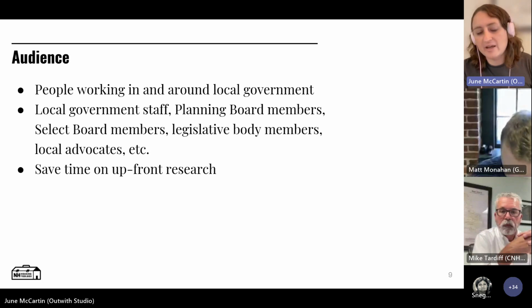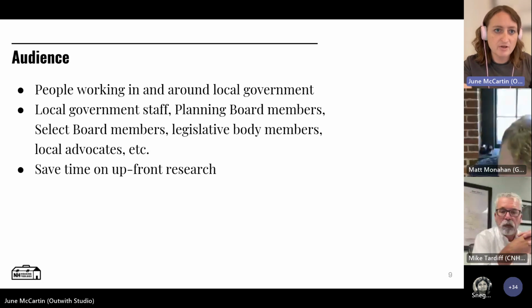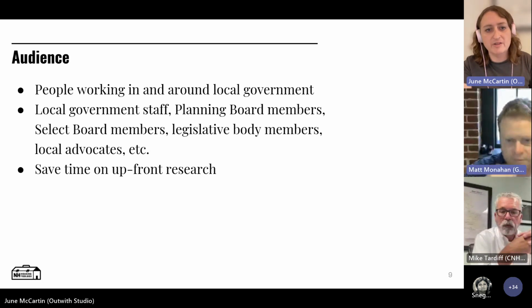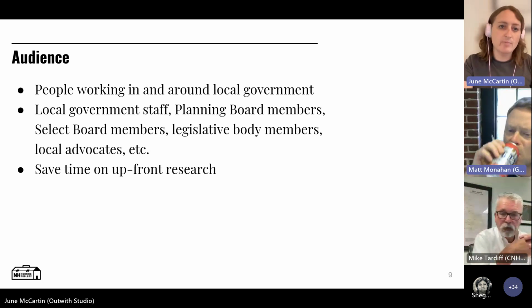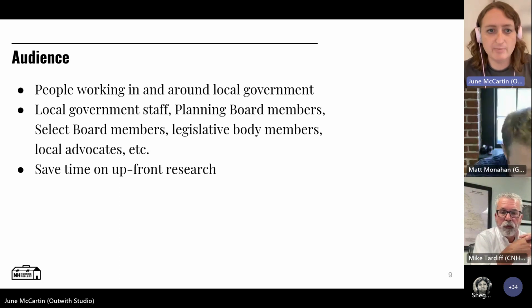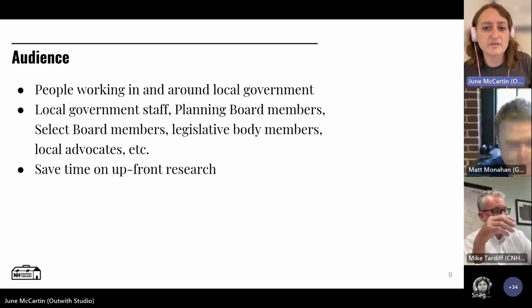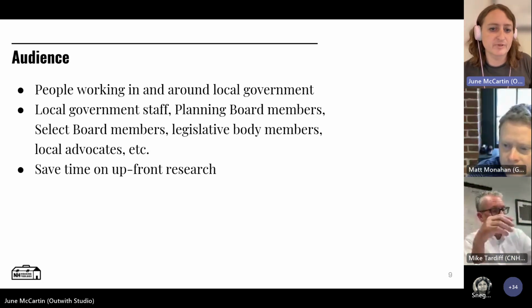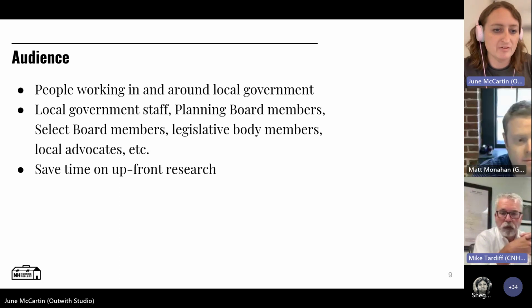The audience, again, this is really about local government and local implementation. So it's really anyone working in and around local government. That could be planning staff or other staff, planning board members, select board members, legislative body members, or even local advocates, people who are active citizens in their community but don't necessarily hold a formal role. This can aid folks in whatever way they serve. And again, the idea is to really just save time on upfront research and give people a path forward.